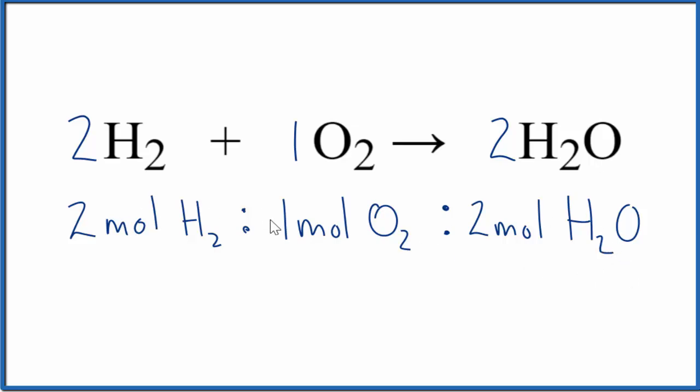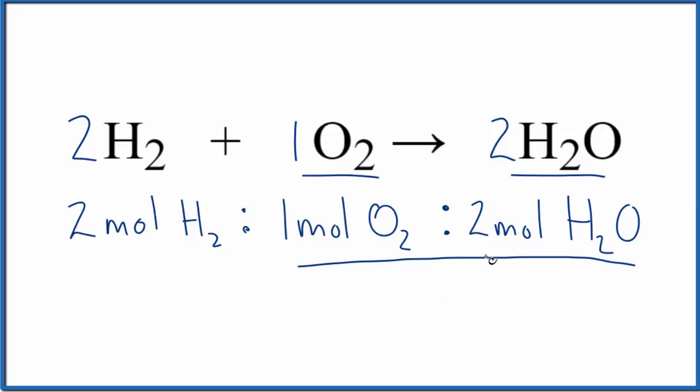And it doesn't have to be 2, 1, 2. It can be any number as long as the ratio breaks down to 2, 1, 2. Let's look at the mole ratio for oxygen and water. So for oxygen and water, we have 1 mole of oxygen for every 2 moles of water.